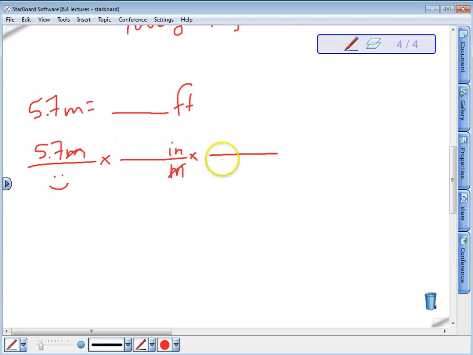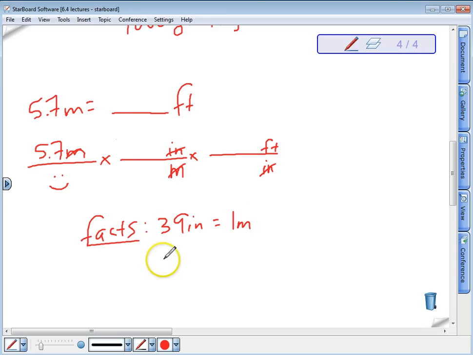And I know how many inches on bottom here to cancel are in a foot. I know that there are 39 inches in a meter. I know that there are 12 inches in a foot. So I can plug in 39 inches in a meter. 1 foot is 12 inches.